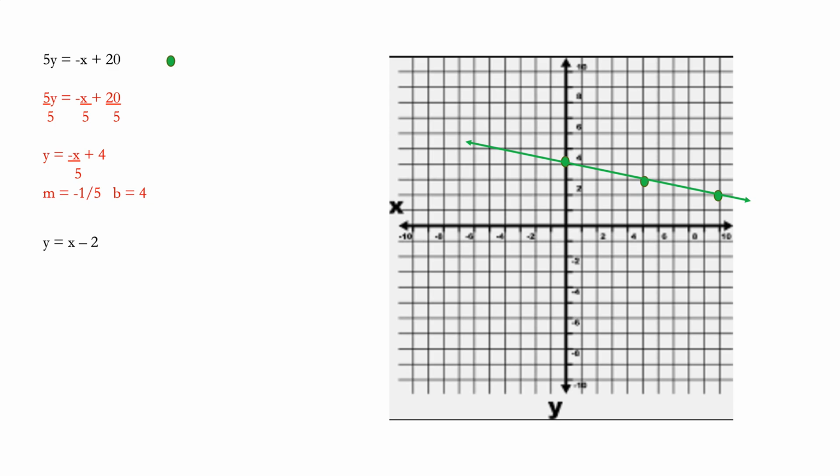Okay, next up, y equals x minus 2. This will be the blue line, and it's already in y equals form, so we know the slope is 1 and the y-intercept is negative 2. So I begin at negative 2 with the blue line.